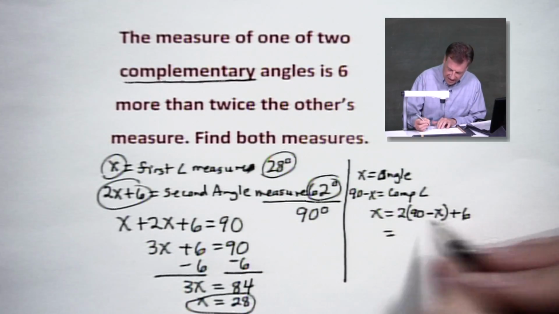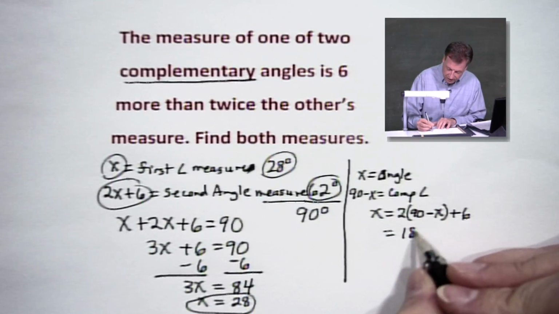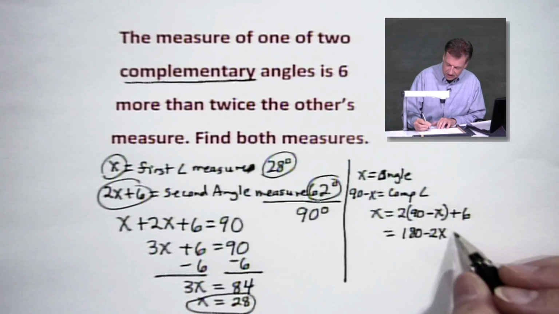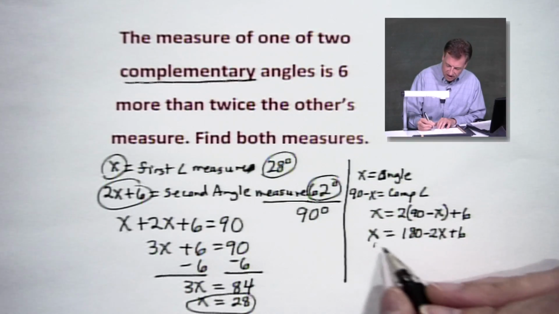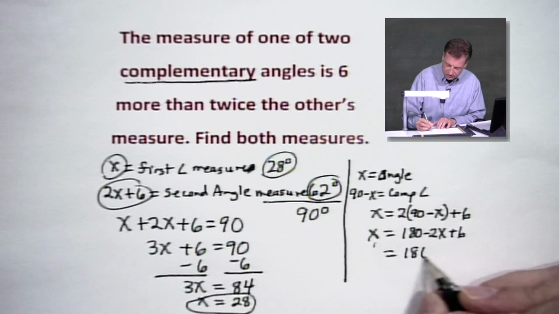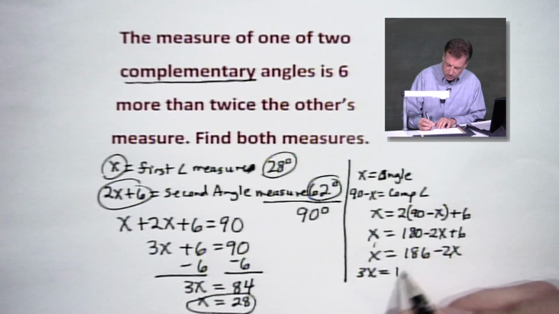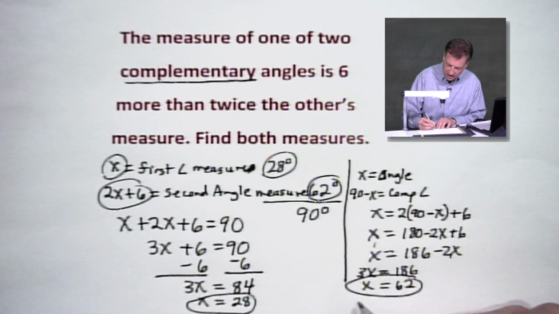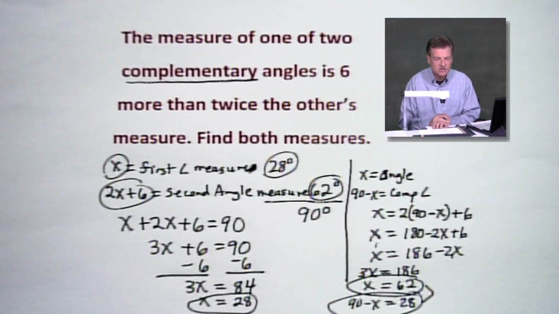So we're going to look at it and see what happens here. Interestingly enough, let's see what we do. We're going to get 180 minus 2x, distributing, plus 6, and we get x. And add the 2x over here. And while we're at it, we'll get that 180 plus 6 going there, which gives us 186. That's going to be minus 2x equals x. And then we'll have 3x equaling 186. Divide that out. x equals 62. And you know what? Our 90 minus x gives us 28. So both methods give us the two angles we're looking for, which are 62 and 28.